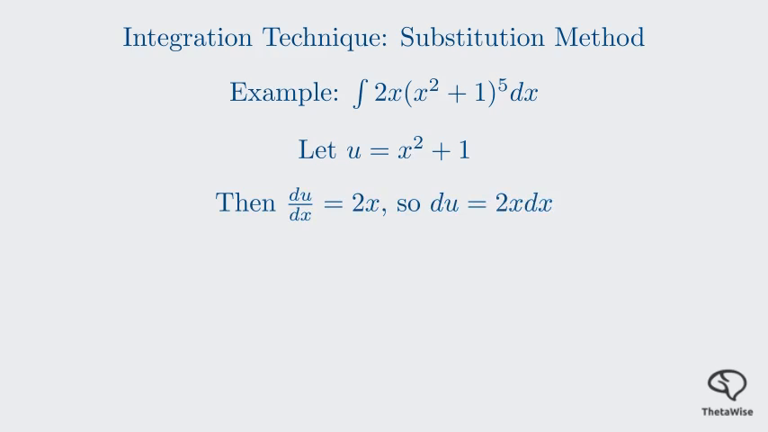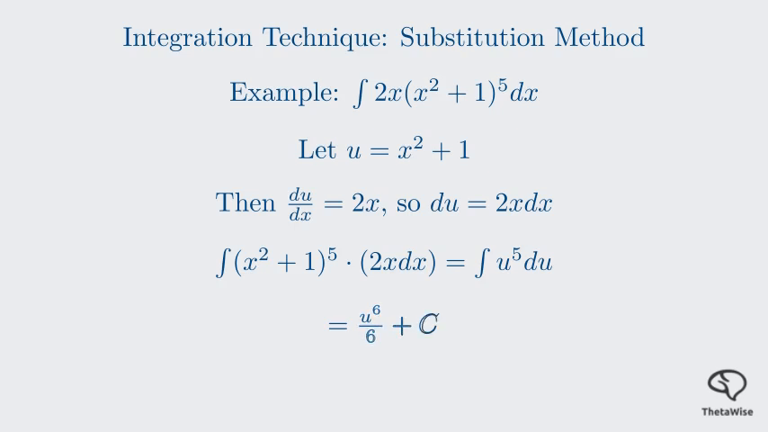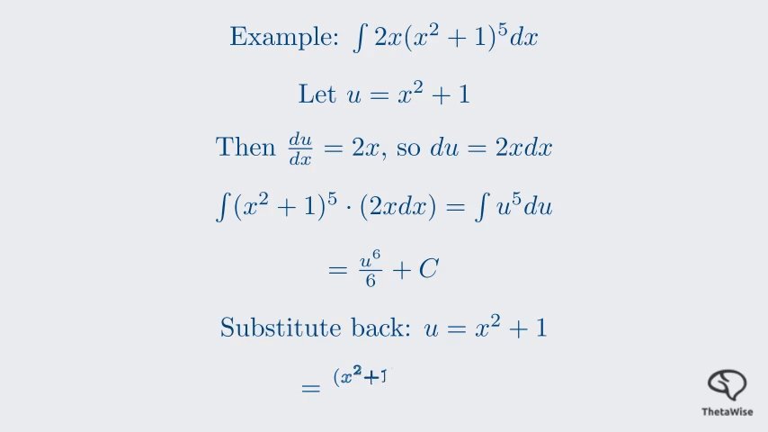Now we can substitute u and du into our original integral. The integral becomes the integral of u to the 5th power. This is a much simpler integral to solve. Using the power rule, we get u to the 6th over 6 plus c. We're not done yet. The final step is to substitute back our original expression for u. Replacing u with x squared plus 1, our final answer is the quantity x squared plus 1, all to the 6th power divided by 6 plus c. The key to substitution is identifying the u and du parts. Look for a function and its derivative within the integral.